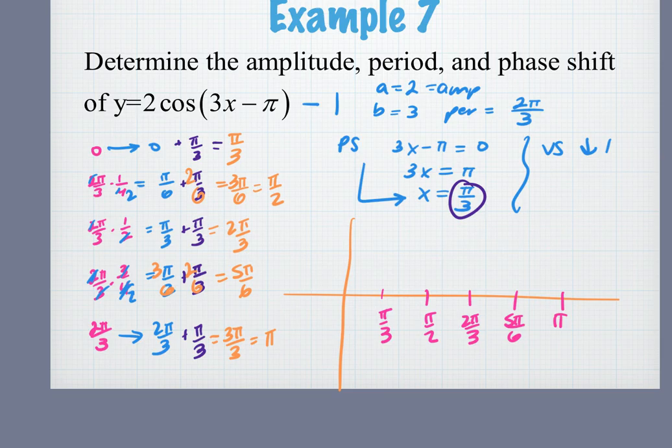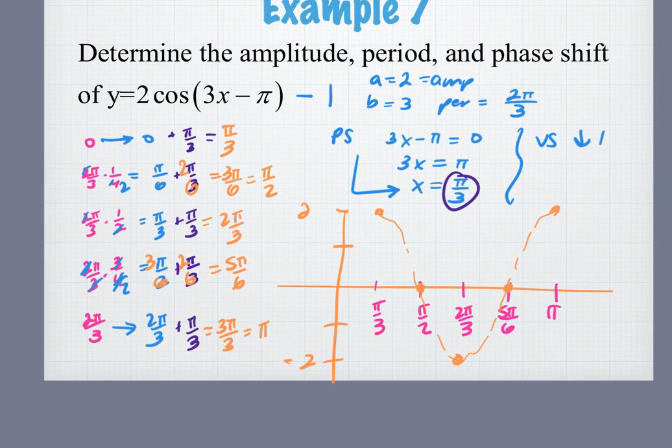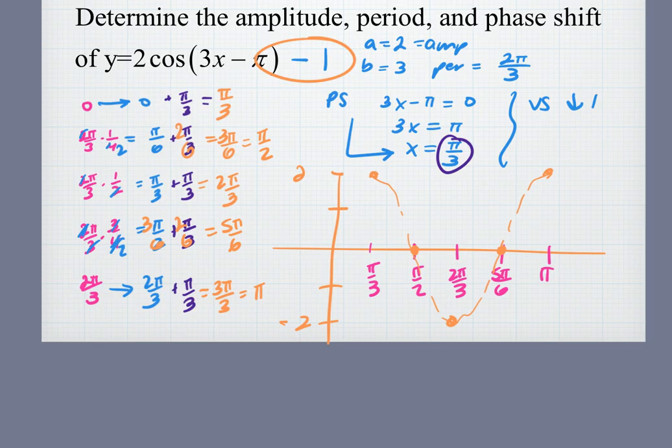So we shift them all to the right, pi over 3. And now my key points are pi over 3, pi over 2, 2 pi over 3, 5 pi over 6, and pi. And then the amplitude was 2, and it's cosine. So without the vertical shift, I would start at 2, come down, down, up, up, and my graph would have looked like this. But there is a vertical shift down 1, which means all of these points shift down 1 unit. And then my final graph should look like this.